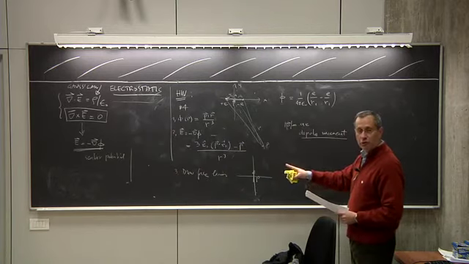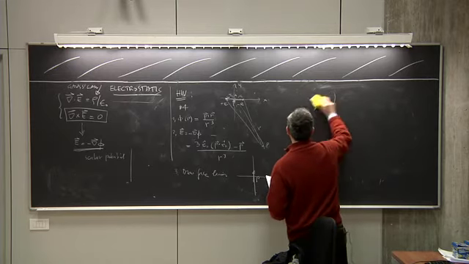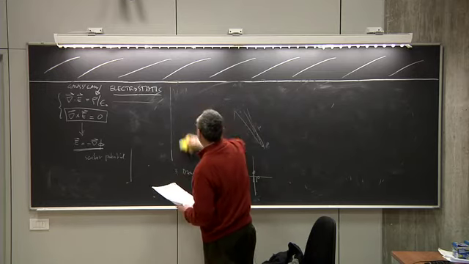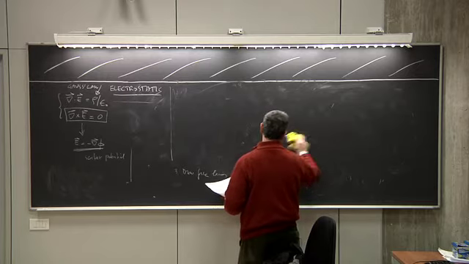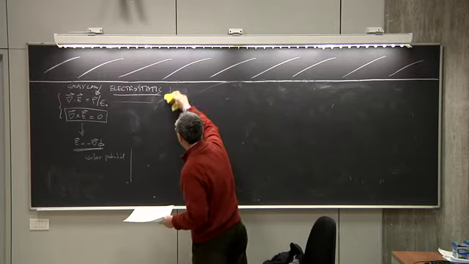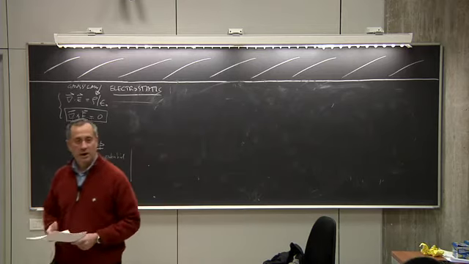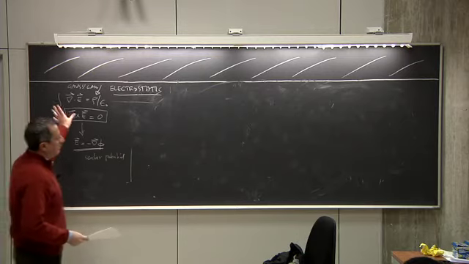Is this clear? So this is a very important example of how you get the field by using Coulomb's law directly. Okay, so that's the easiest thing. We could have done that the first day without introducing all this Maxwell stuff.